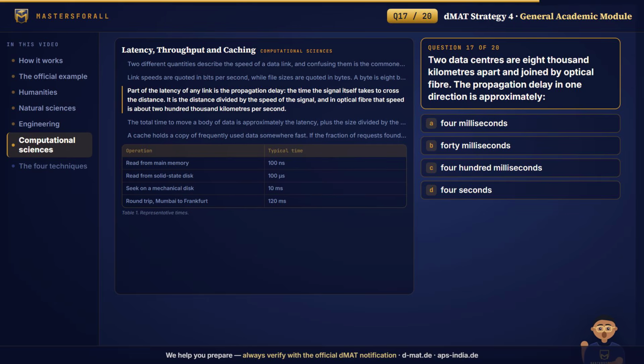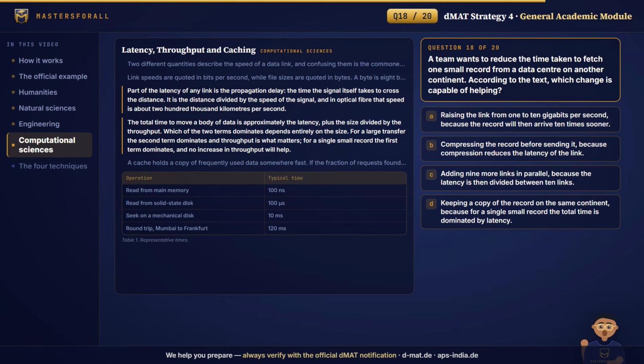The constant is in paragraph 3, 200,000 kilometers per second. 8,000 divided by 200,000 is 1/25th of a second, 40 milliseconds, option B. And the table gives the second opinion free. Mumbai to Frankfurt and back is 120 milliseconds, so option D, 4 seconds, is absurd, visible without dividing anything.